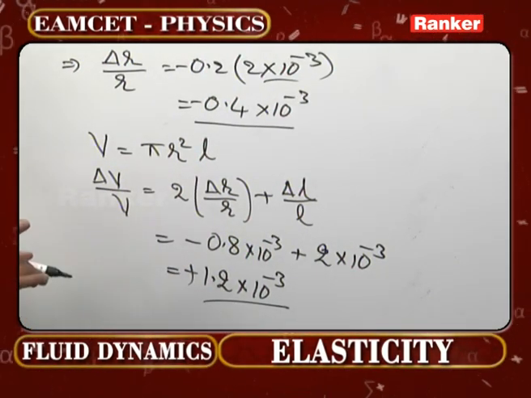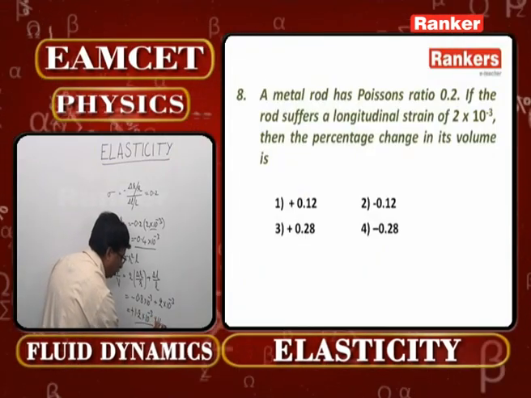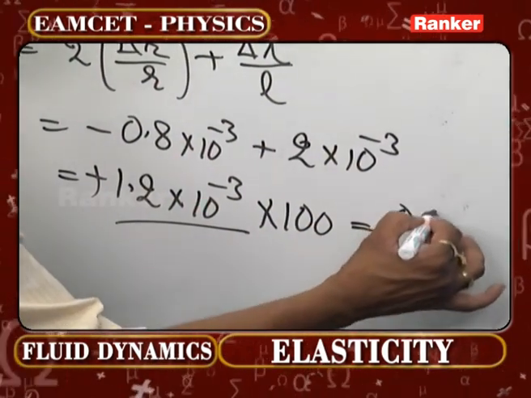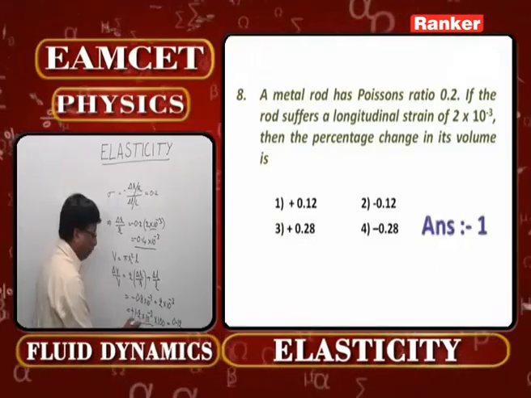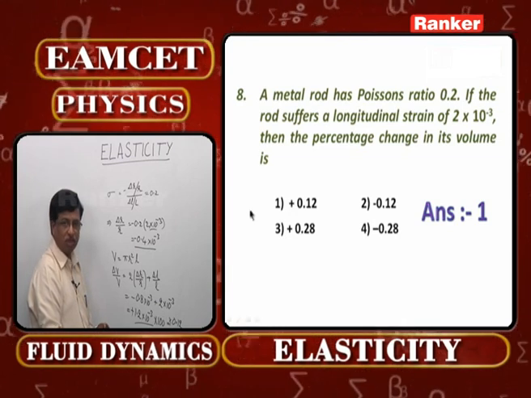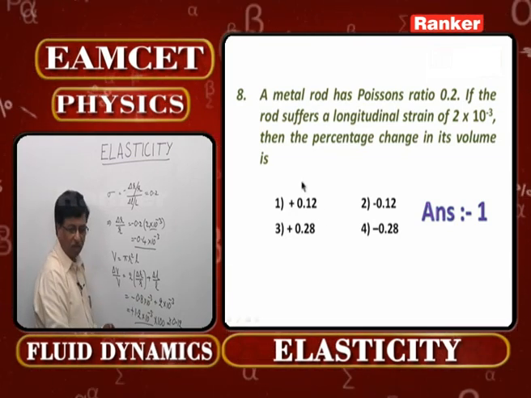But he is asking you percentage change. That means what you should do? Into 100. Now what will you get out of this one? You will be getting 0.12. Look at the options carefully, please. Plus 0.12 will now be the correct option. That means the very first option is the correct one for this question number 8 as such.